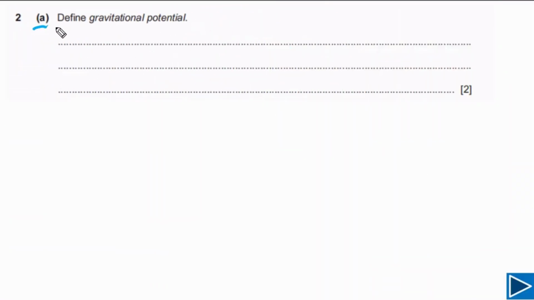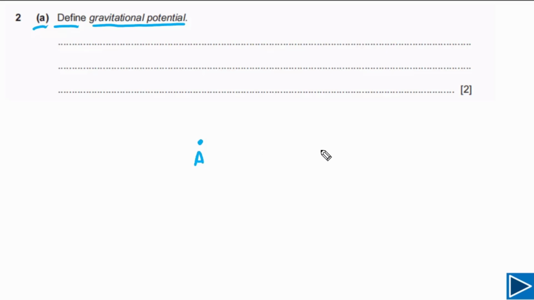For part A, the question is asking us to define gravitational potential. But gravitational potential is not defined in physics. What is defined in physics is gravitational potential difference. So in this lesson, first of all, we will understand what gravitational potential difference is, and then we will discuss how we can derive gravitational potential from the gravitational potential difference formula. So first of all, let's try to understand what gravitational potential difference is.